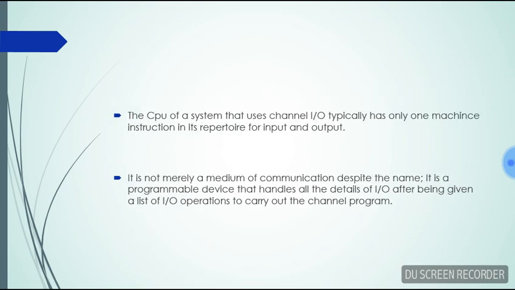The CPU of a system that uses channel I/O typically has only one machine instruction in its repertoire for input and output. This instruction is used to pass input-output commands to the specialized I/O hardware in the form of channel programs. I/O thereafter proceeds without intervention from the CPU until an event requiring notification of the operating system occurs, at which point the I/O hardware signals an interrupt to the CPU.